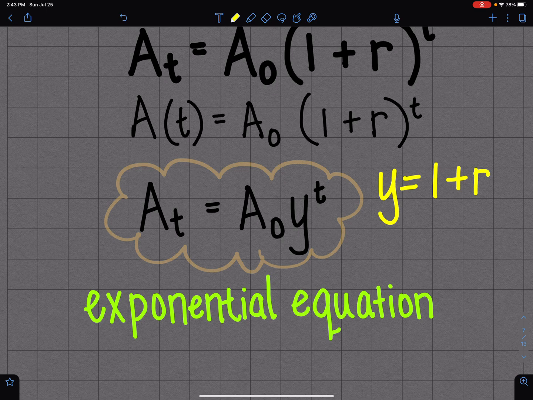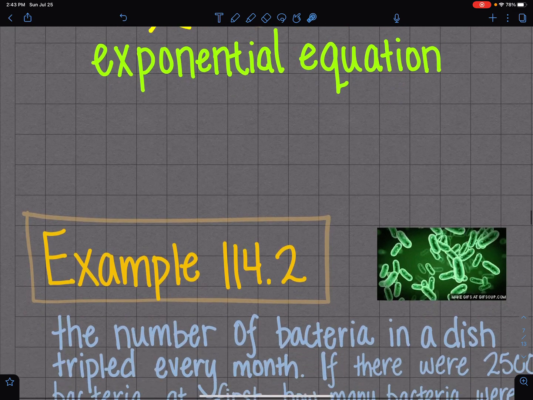This will make more sense when we do an example. But it's just plugging in an x and a y into your exponential equation. And then, of course, don't forget the exponent, t number of years. So this is an exponential equation. Memorize the way that that looks. Okay, let's do an example.